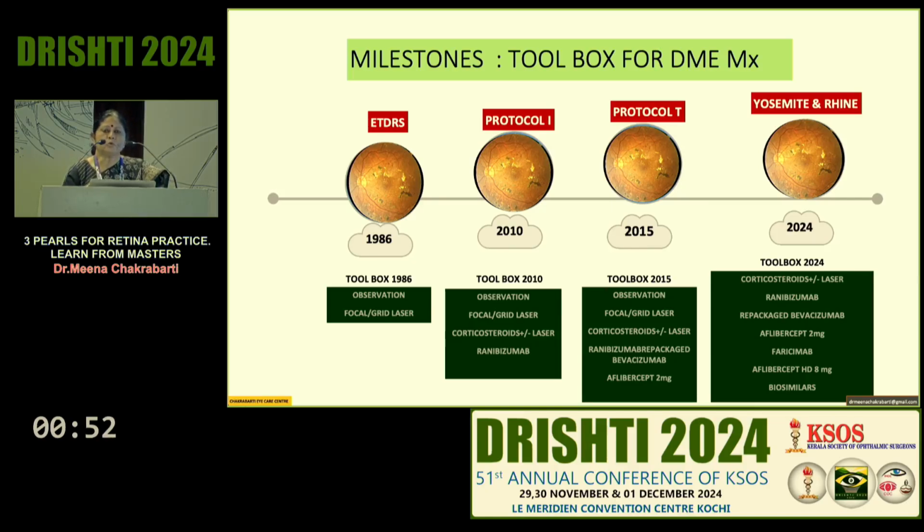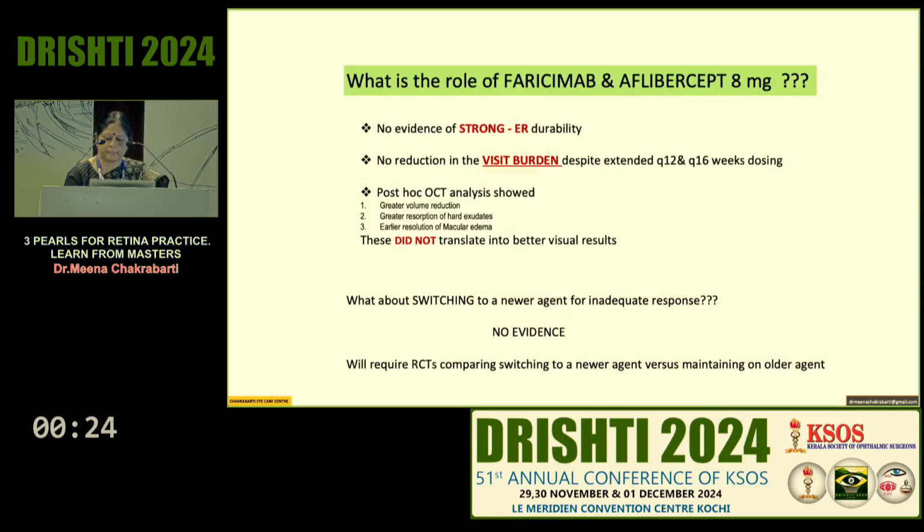And if you look at the toolbox for the management of diabetic macular edema from 1986 to 2024, what is new that we have in 2024? We have Vabysmo (faricimab), aflibercept 8 milligram from 2 milligram, and we have biosimilars. The biosimilars can be used. They are as strong in durability as the original drug, but they have a shorter track record than the drugs that we have used for the last 15 years.